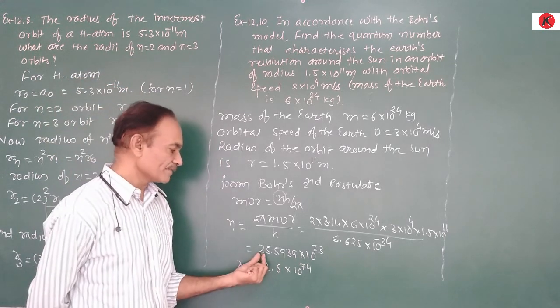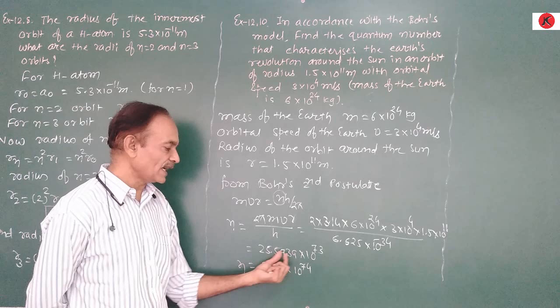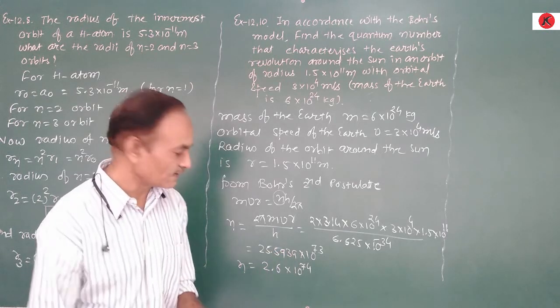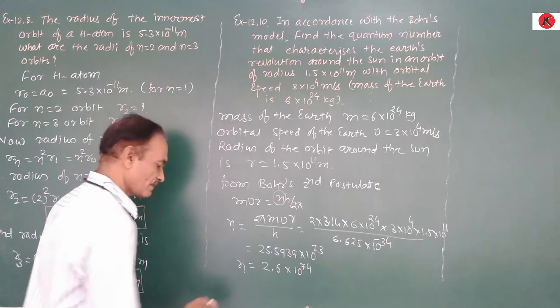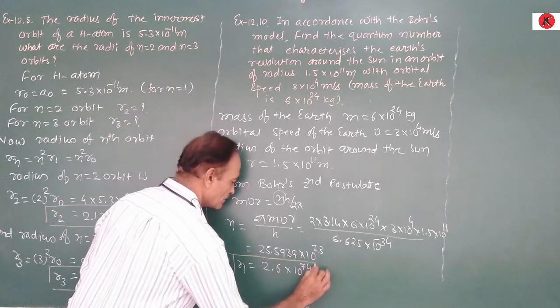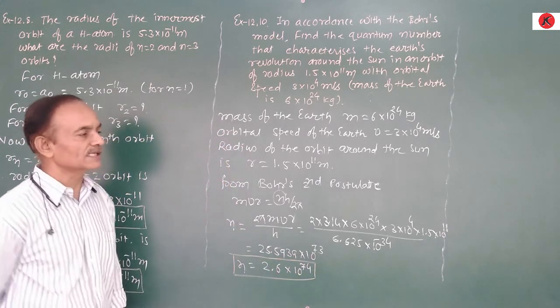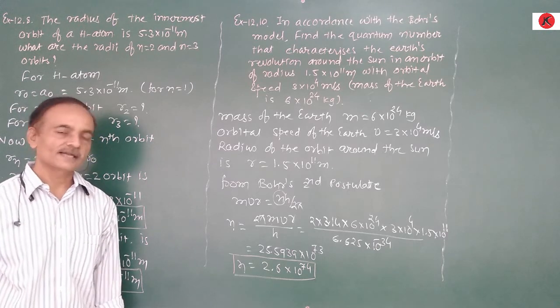Thus we simplify it to 25.5939 into 10 is to 73. That means 2.6 into 10 is to 74. That is the quantum number of the orbit of the Earth around the Sun. Clear? Okay.